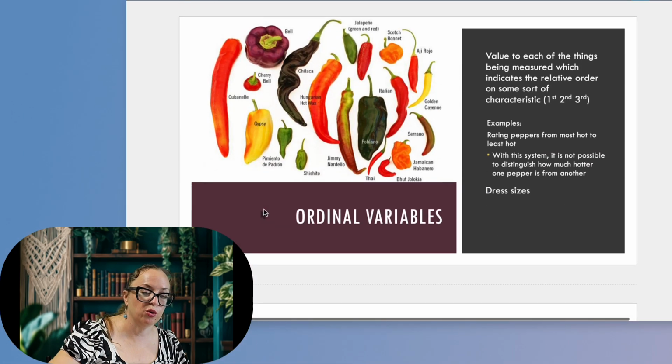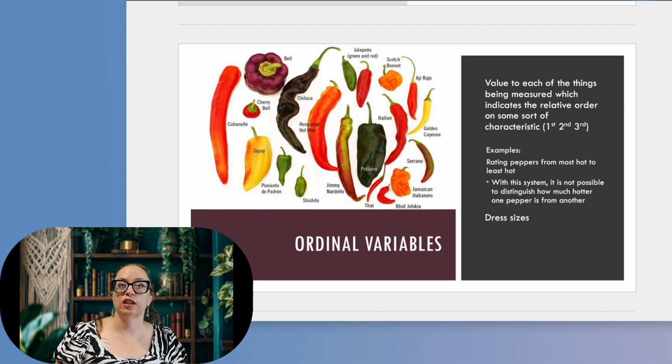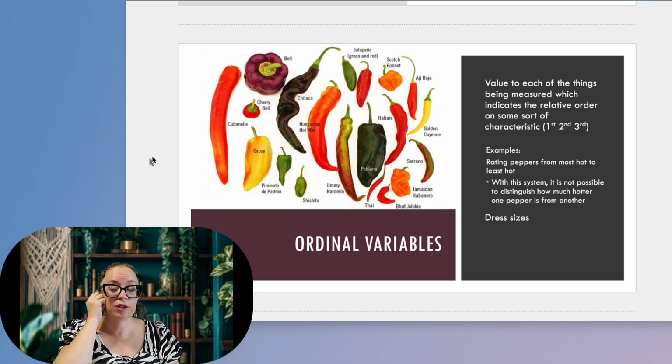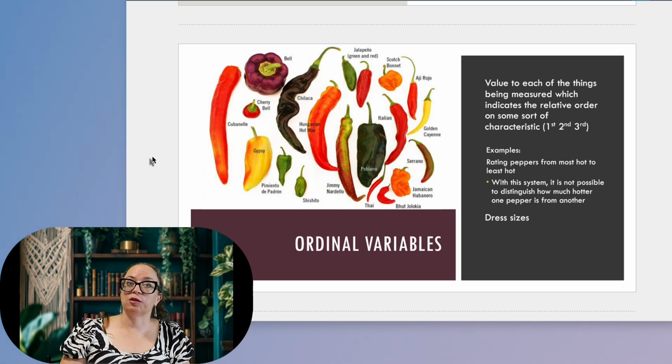Okay, so next up we have ordinal variables. So ordinal variables are a little bit what they sound like. They move in a ranked order. Ordinal order. So ranked order is our key word here. So we add a value to each thing being measured that indicates a relative order on some characteristic. An example that I like to use is rating peppers from the most spicy to the least spicy. We come up with some different types of peppers. Maybe we can come up with some non-spicy peppers, things like bell peppers, pepperoncinis, jalapenos, although I find jalapenos spicy. We can come up with some very, very spicy peppers like ghost peppers, scotch bonnets, habaneros.